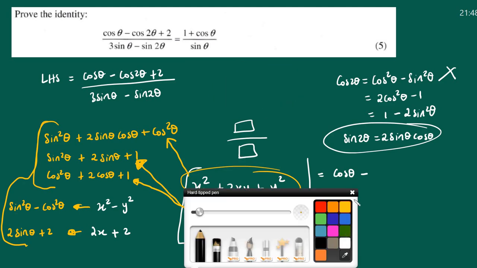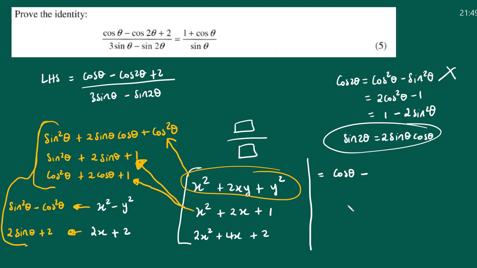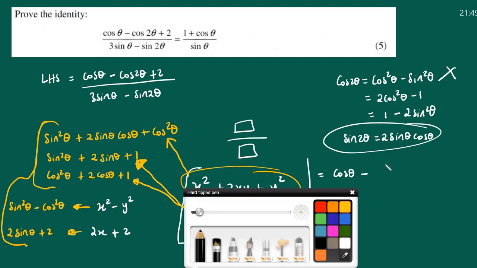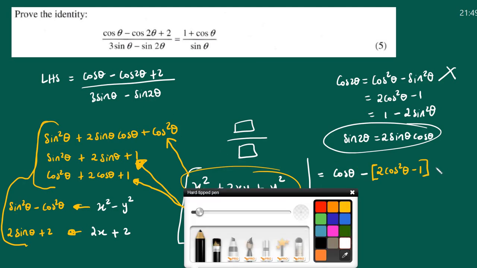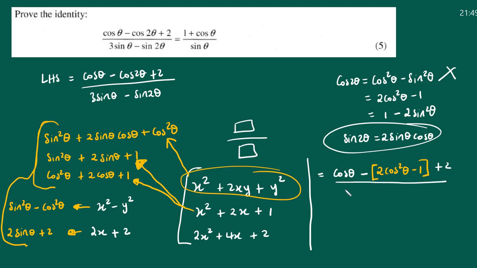That's why I was saying you must move like someone playing chess. Move strategically. So cos 2 theta, we're going to change it into 2 cos squared theta minus 1. Why? Because here we have a cos theta, right? And then outside there you have a plus 2, and at the bottom you're going to change that sine 2 theta. That one is no doubt. You're going to change it to 2 sine theta cos theta. Perfect stuff.